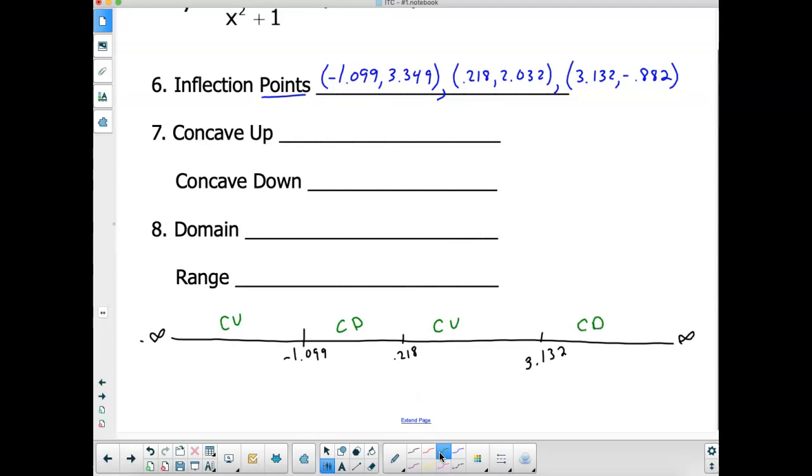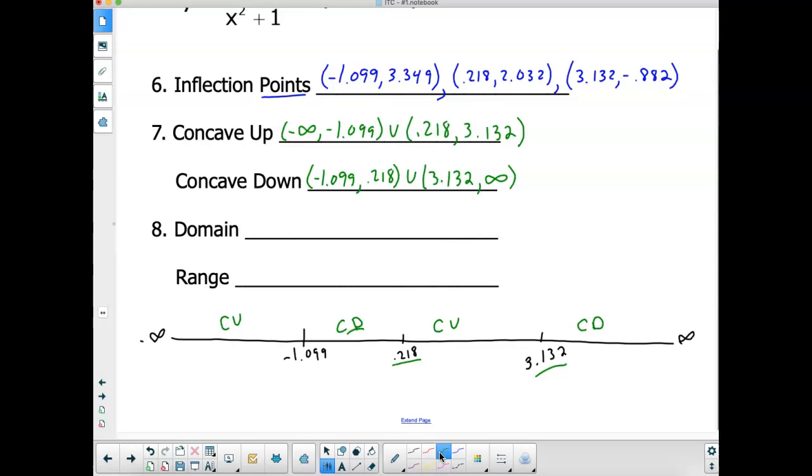So I can see concave up was negative infinity up till negative 1.099. And then at negative 1.099 all the way until 0.218, I was concave down. Now I'm going union with 0.218 until 3.132, and then union with 3.132 forever and ever and ever. Okay?